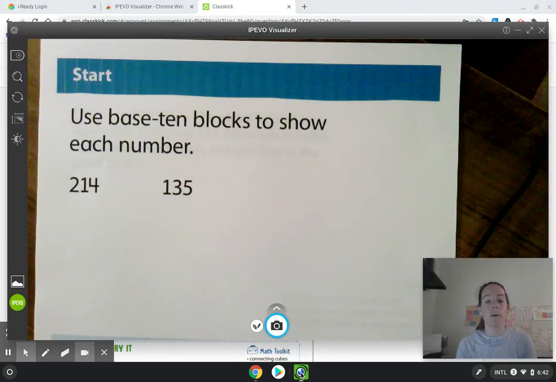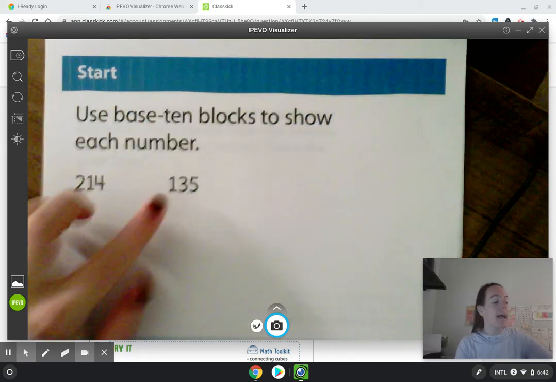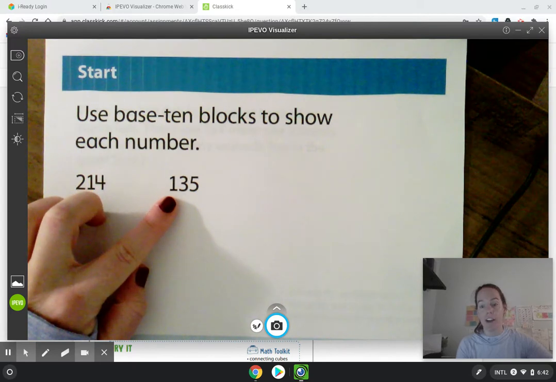Do you have your paper or whiteboard ready? Okay. We're going to warm up by using base 10 blocks to show each number. So go ahead and draw out 214 and 135. Pause the video and press play after you've drawn out these numbers, and we'll check your work with me.